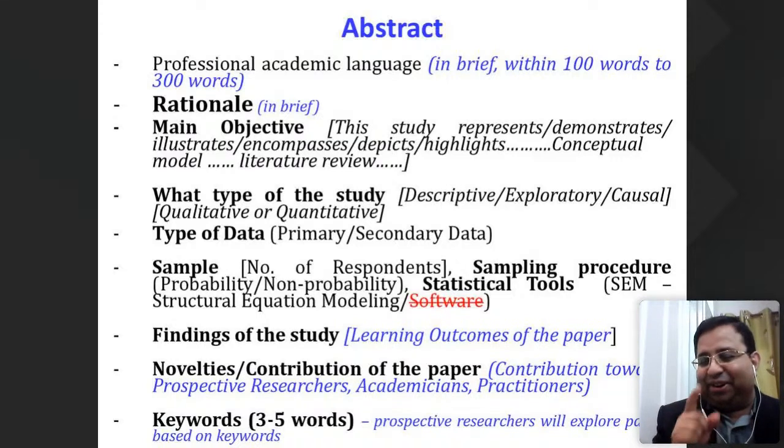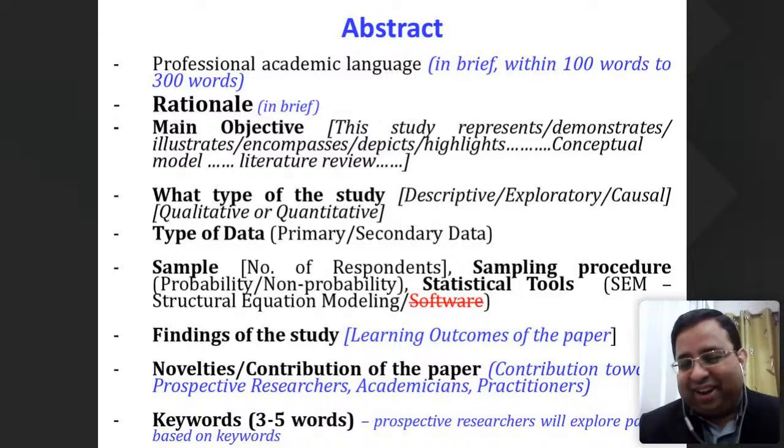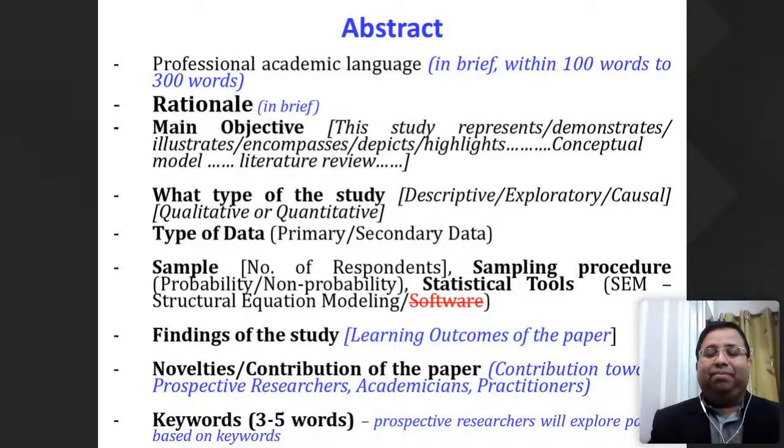If you could write down the contribution of your conference paper in the abstract, I can ensure that your paper must be accepted. But in most cases, most researchers couldn't write it. So now, if I ask what is your contribution, nothing. I couldn't find any contribution, sir. Then okay.